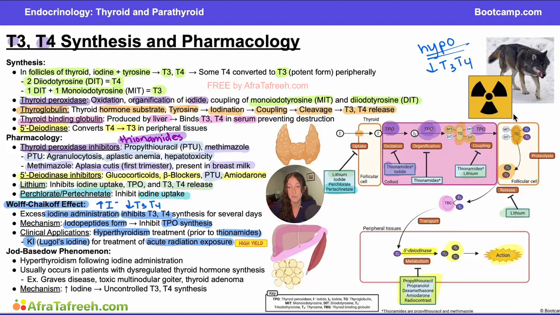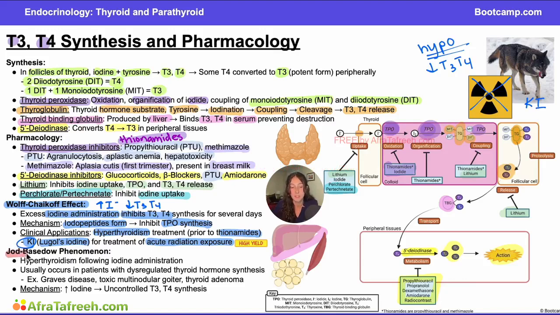remember that this wolf and the Wolff-Chaikoff effect is going to be protecting us from our radioactive iodine, and we can use the Wolff-Chaikoff effect to protect ourselves from the effects of radioactive iodine if we administer potassium iodide to anyone who has been exposed to extreme radiation. So hopefully that silly little picture helps you remember the Wolff-Chaikoff effect.